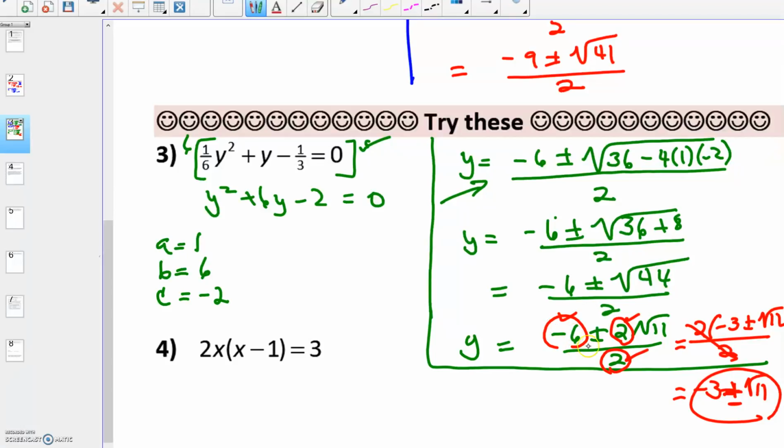You can avoid that if you were to separate those and make it negative 6 over 2 plus 2 over 2 square root of 11. You don't have to think about it quite so hard.